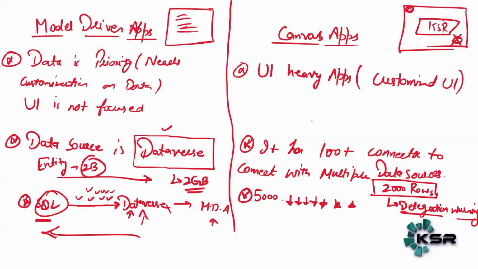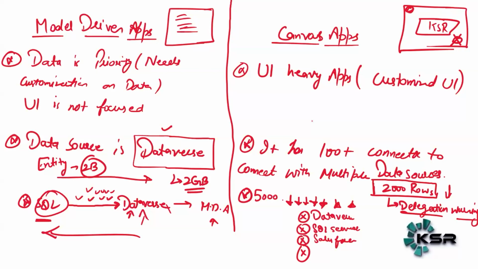In Canvas, whichever data source I use, the delegation warning will be there after 2000 rows, but it can be resolved for only 4 data sources as of now. You can use delegable functions. What are those 4 data sources? One is Dataverse. Other one is SQL Server. Other one is Salesforce.